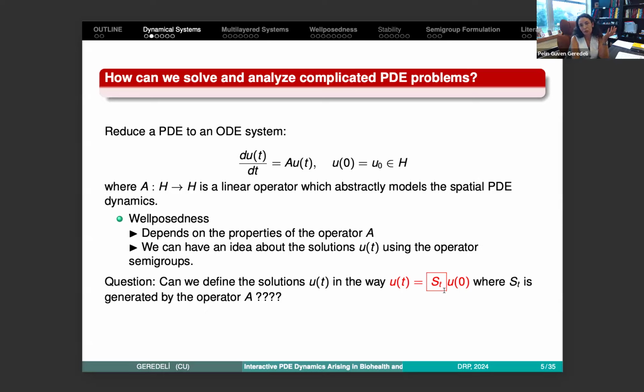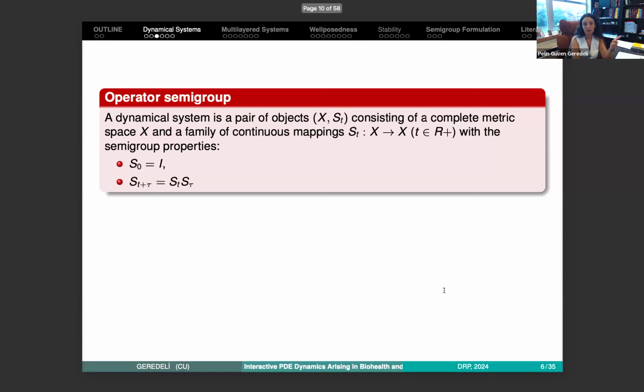Yes, there is a unique solution. There is a unique definition for semigroups, or groups. But here, when we say semigroup, of course, we are talking about a dynamical system, and we just adjust the semigroup definition that we understand in algebra into a dynamical system case.